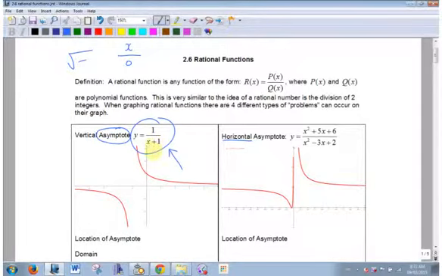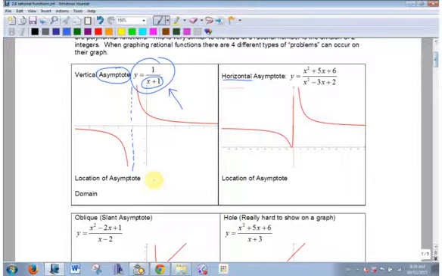We can't divide by zero. That's called a restricted value. Okay, can't do it. When's this thing going to be that? What value of x? -1. So that's where we have an asymptote. The graph cannot be at that point or go through it if it's a vertical asymptote. So that's where the asymptote is.